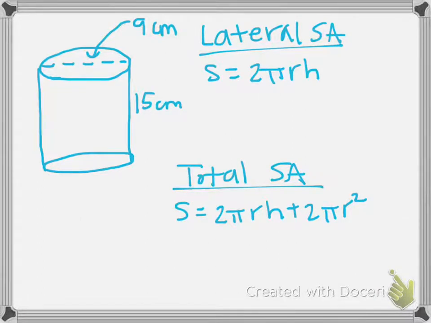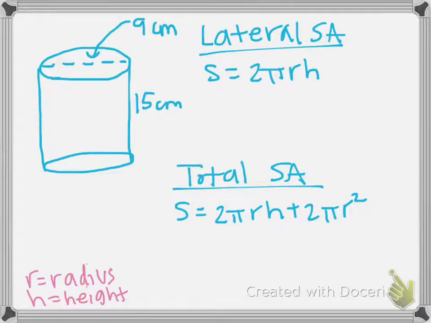Okay, I already have the formulas out for you. For lateral surface area, it's S equals 2 pi RH. And for total surface area, it's 2 pi RH plus 2 pi R squared. What does R stand for? Radius, that's correct. And H is the height from base to base.